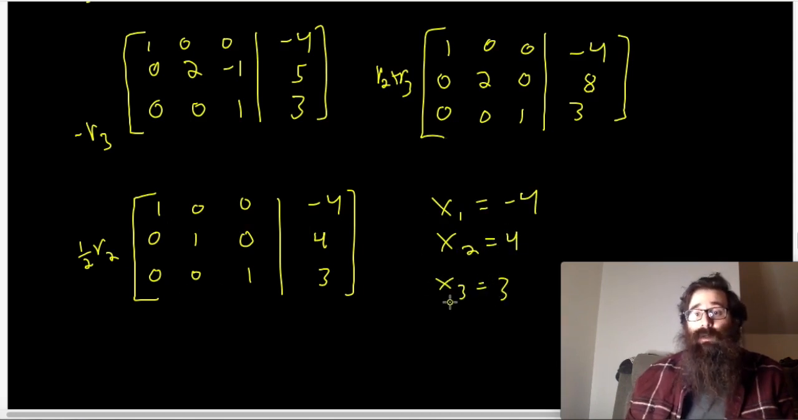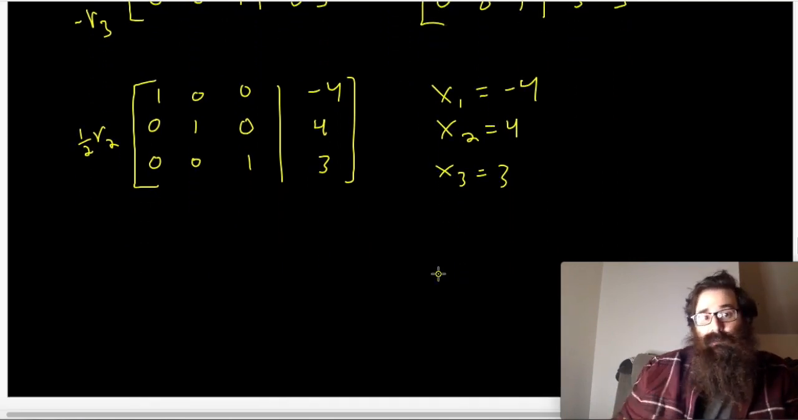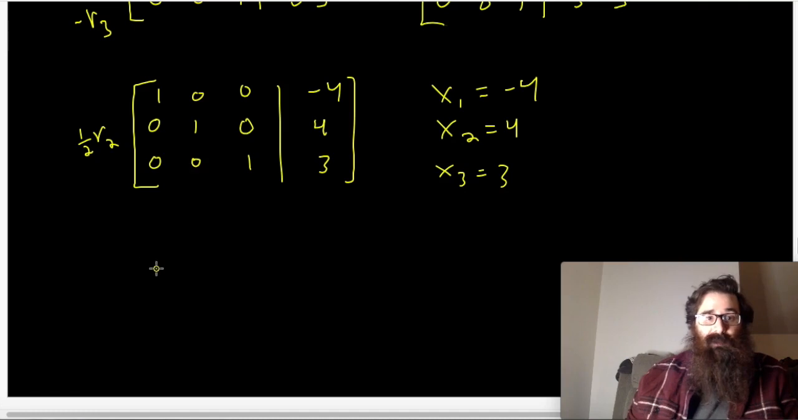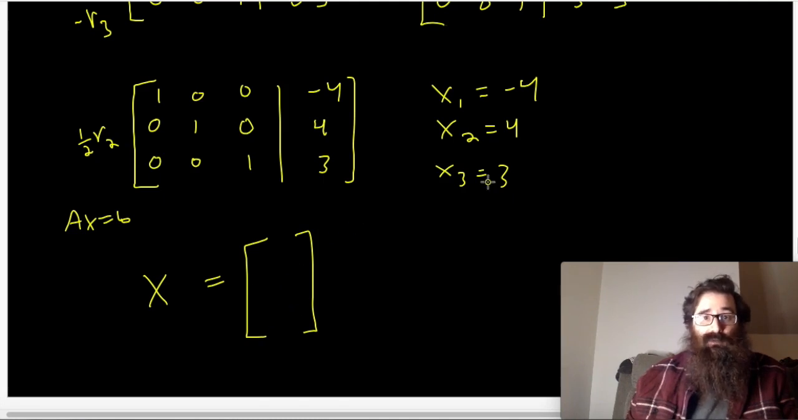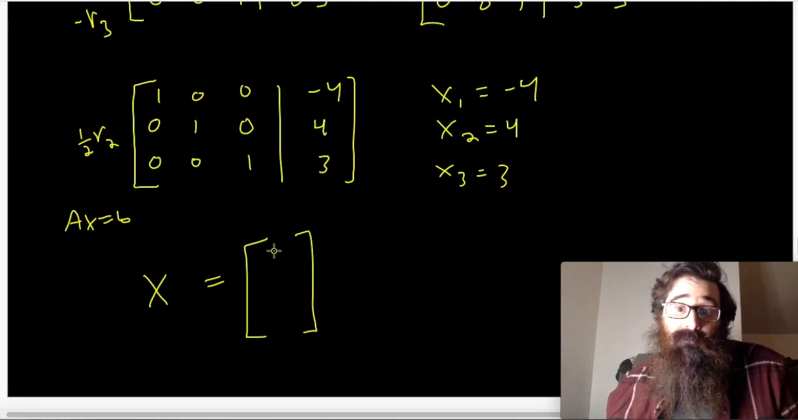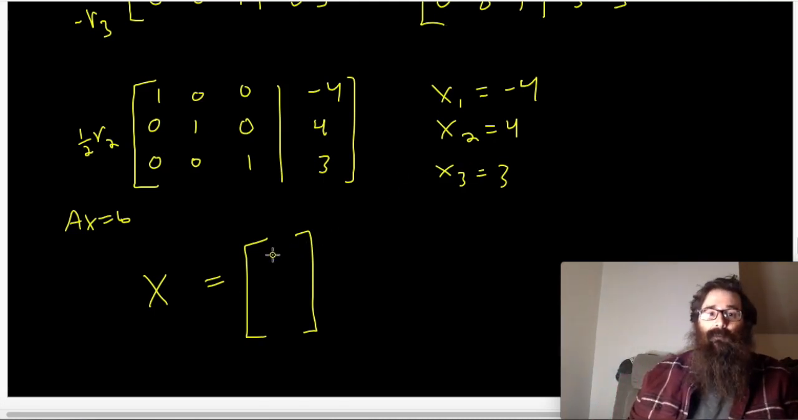But I was told to write my solution as a vector at the very beginning. And doing this isn't going to be crazy. It's not groundbreaking. I can call my vector x. Remember, we're solving Ax equals b. So we solved for what vector x is. But x is going to be this vector with the entries x1, x2, and x3 in it. So as soon as I get my pieces to my answer, just put them in a vector. So I get -4, 4, 3.